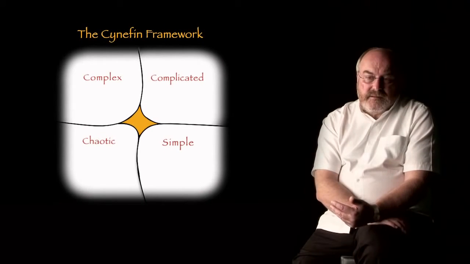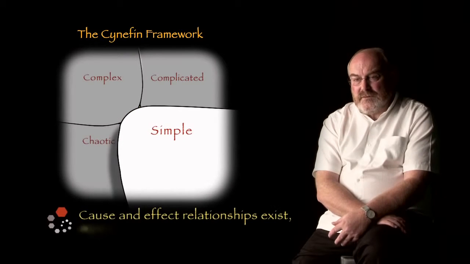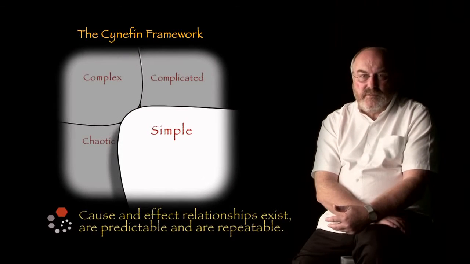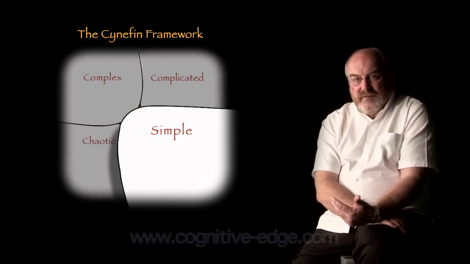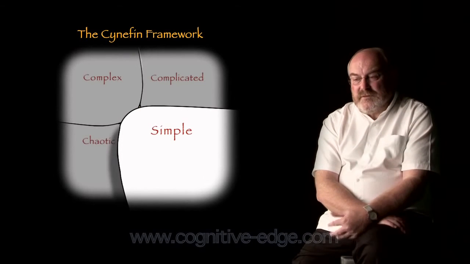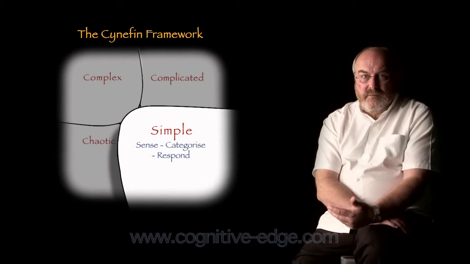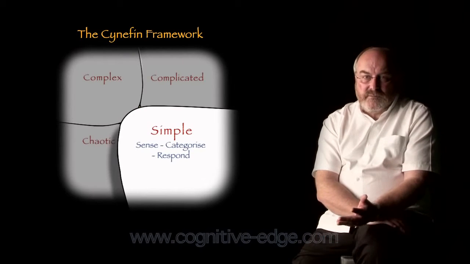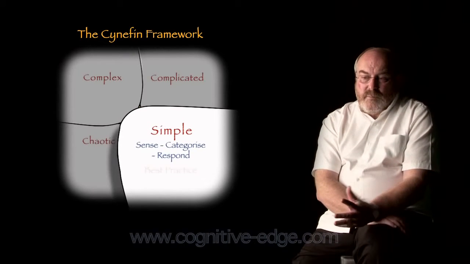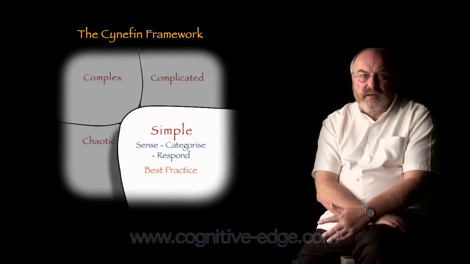In the simple domain, this is an ordered system. That means the relationship between cause and effect exists, is predictable, it can be determined in advance. In simple order, that relationship is self-evident to any reasonable person, as a result of which the decision model is sense, categorize, respond. We see what's coming in, we make it fit previously determined categories, we decide what to do. The model here is that we apply best practice, a phrase which is legitimate in this domain, but illegitimate in other domains.